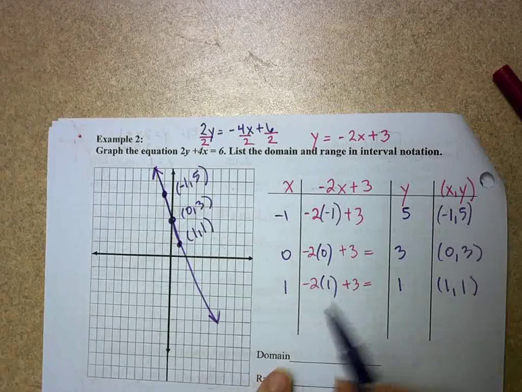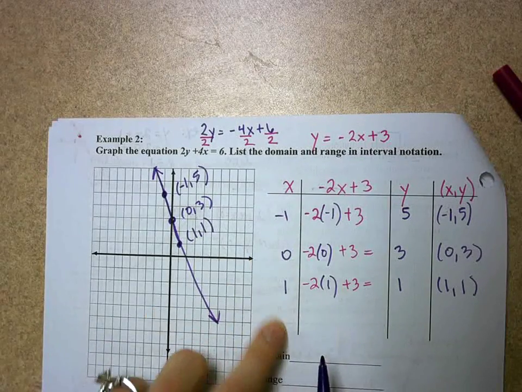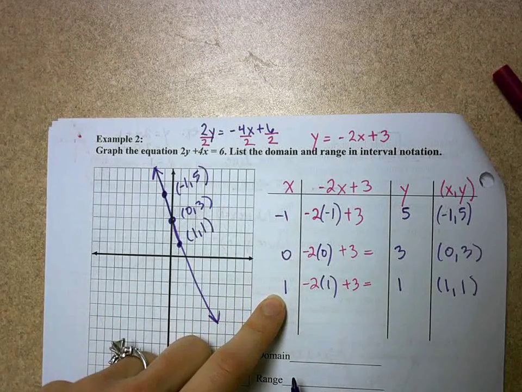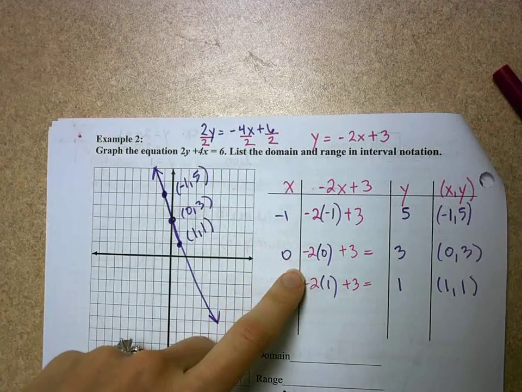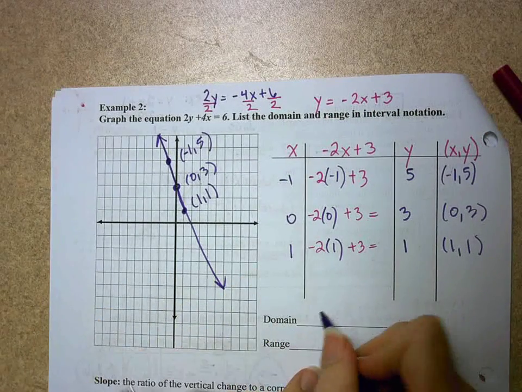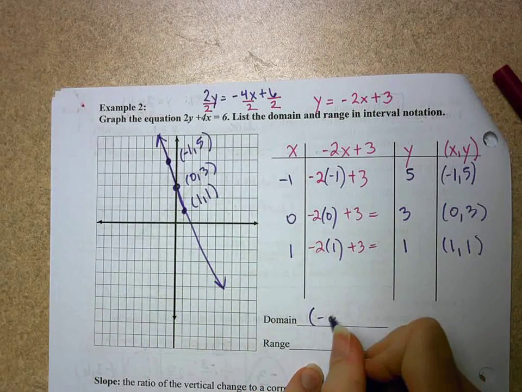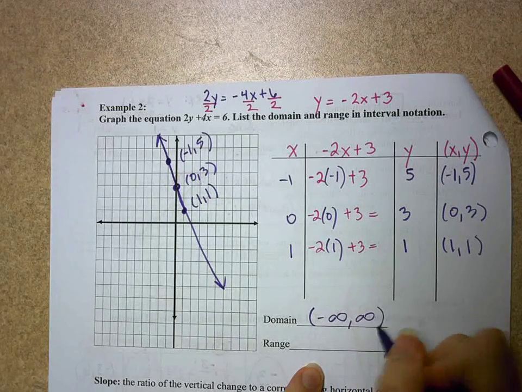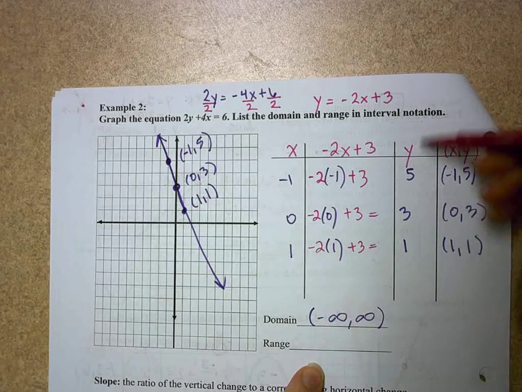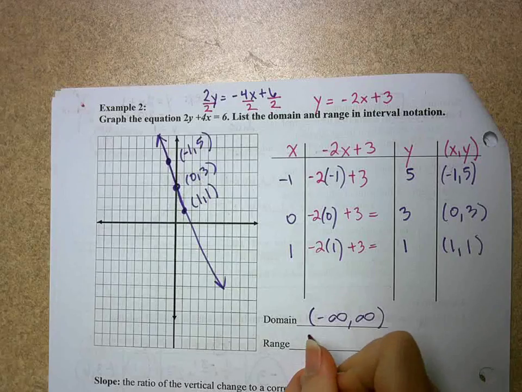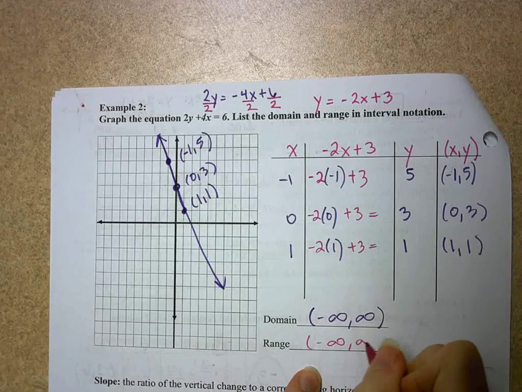Our domain, again, there's no restrictions on x. We could have put anything we wanted for x. We chose negative 1, 0, and 1 because we knew they'd work out nicely. But there's no restrictions, so we would say negative infinity to infinity. In the same way, our range, we're getting all types of numbers out. So that would be negative infinity to infinity.